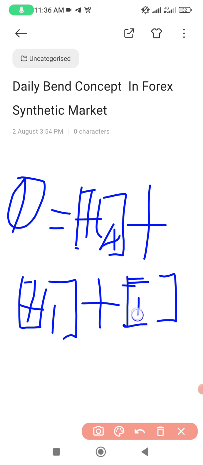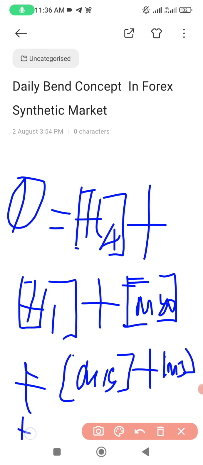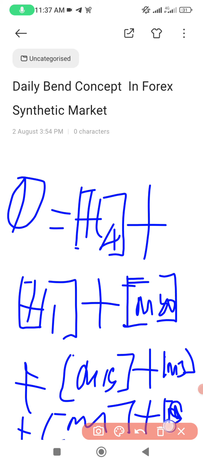So this is M30 and this is M15, in a block bracket. This is M5, and this is M1. Then we could possibly have S1, that is the 1 second time frame, and then tick. I'm not going to write the tick in the equation, but it's there, you can put it. So we see that the daily time frame has all these time frames.